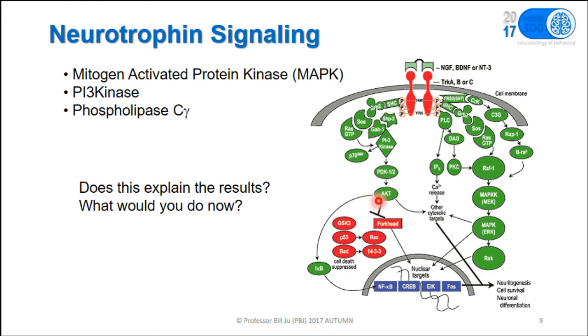Why do you think this pathway is important in neurons? Yes, Andy? Sorry, it activates protein synthesis. Potentially it can activate protein synthesis. What else? More importantly, anything else that you can see on this diagram? So it inhibits apoptosis.